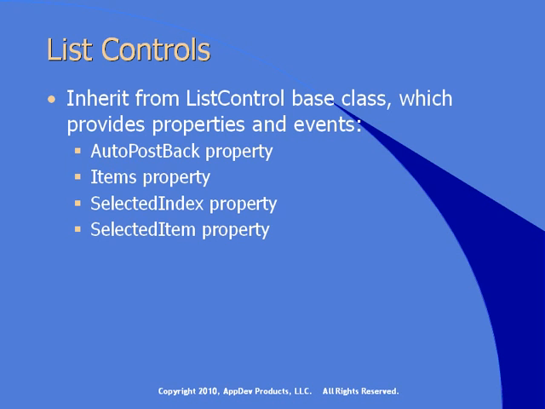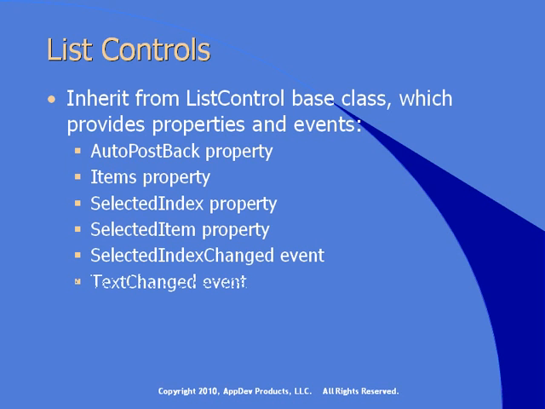The list control also provides two events. The selected index changed event occurs when the selection on the list changes and it's posted back to the server. The text changed event occurs when the text and selected value properties change. The nice thing about the list controls is that they mostly work the same way. Once you understand the code for one control, you'll understand the code for all of them. So let's see how these lists work.